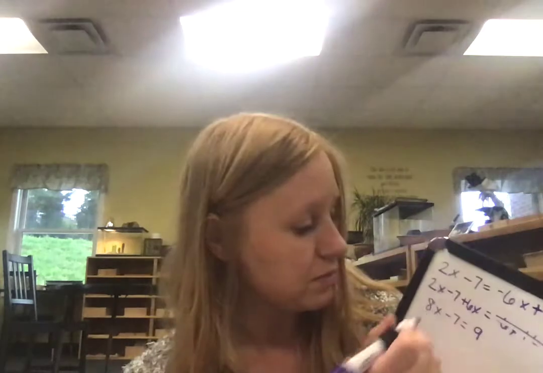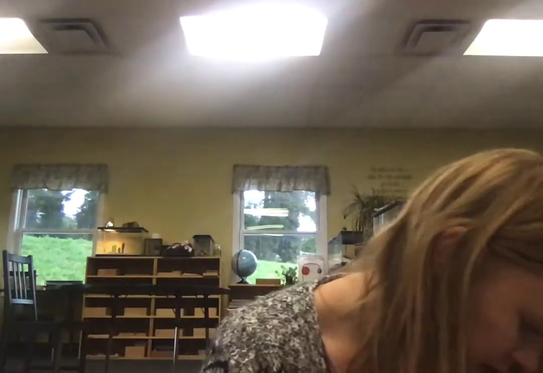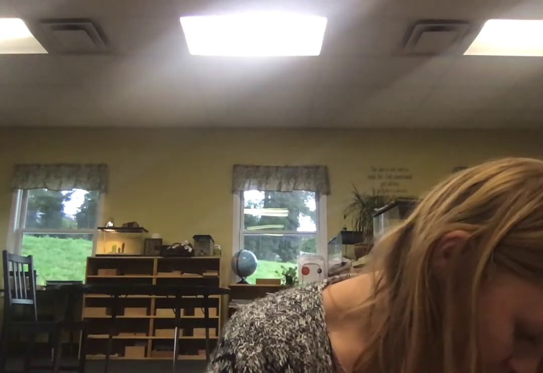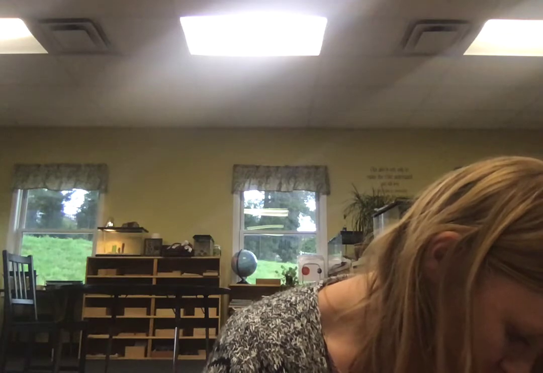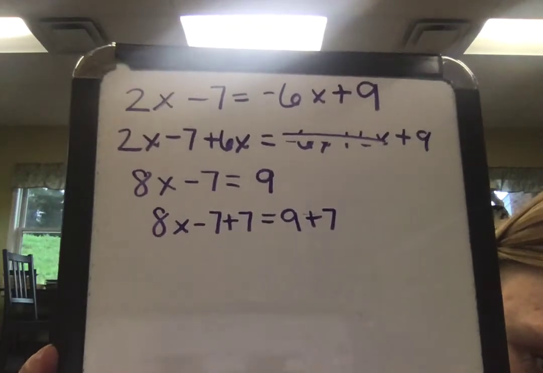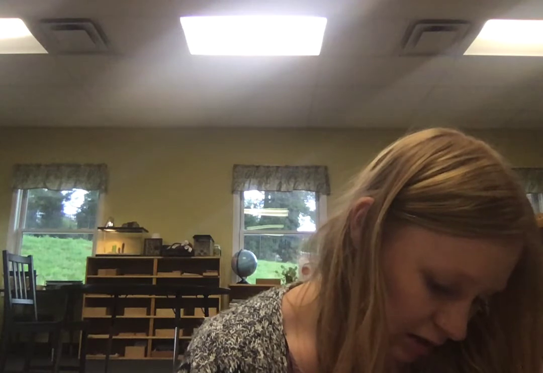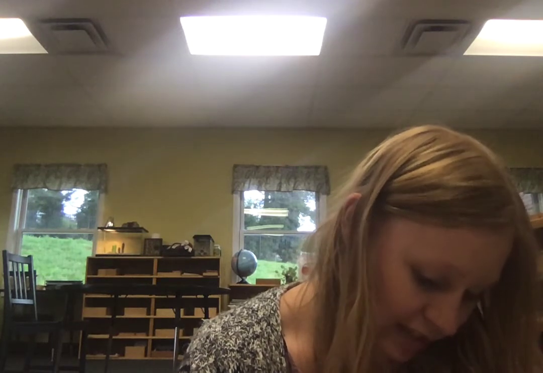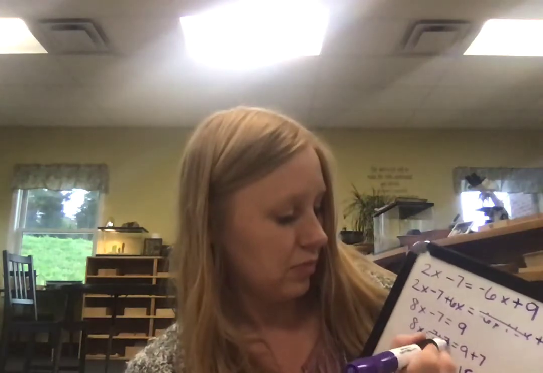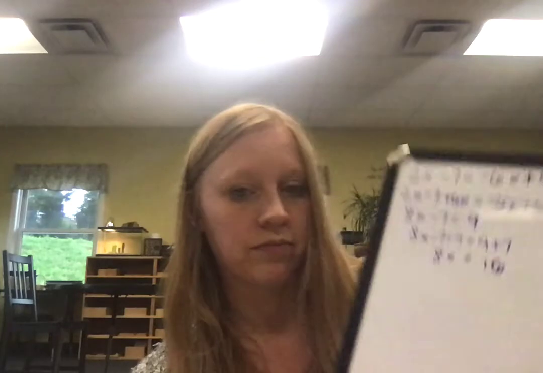Okay, so I'm subtracting 7. What's the opposite of subtracting 7? Adding 7. 8x - 7 + 7 = 9 + 7. 9 plus 7 equals 15, or excuse me, 16. The 7s cancel each other out. I'm left with 8x = 16.